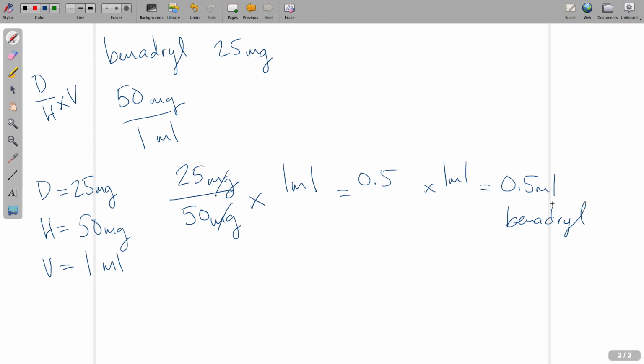So if we had to say how much volume do we need to administer 25 milligrams of Benadryl? Well, if Benadryl comes in a 50 milligram per 1 ml vial, which it does, then the answer is we'd give 0.5 milliliters of Benadryl.